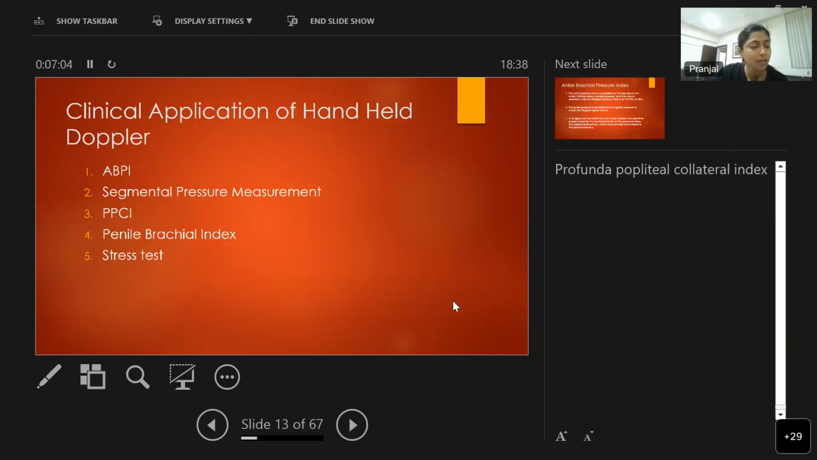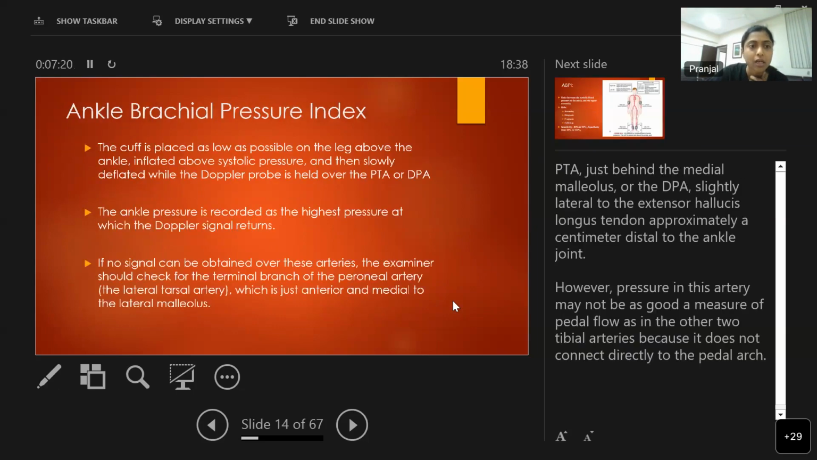The clinical application of a handheld Doppler is that it is used in calculating the ankle brachial pressure index. It is used in segmental pressure measurement. It is used in calculating the Profunda-Popliteal Collateral Index, PPCI. It is used in the penile brachial index and in stress test. The first one, the ankle brachial pressure index.